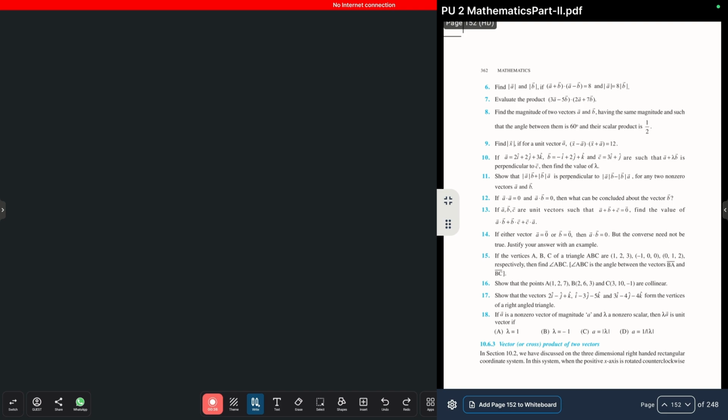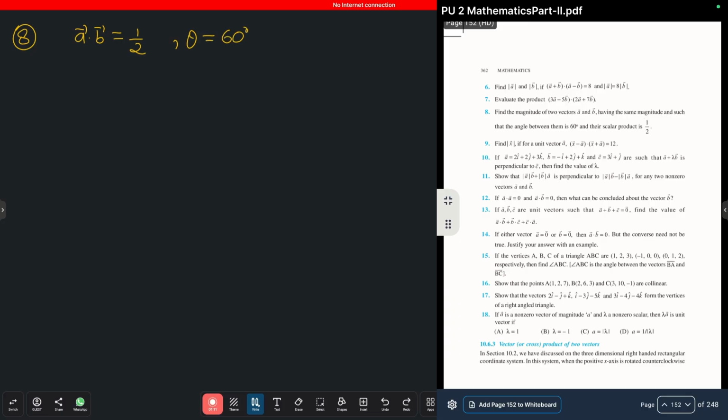What is the given information in question number 8? The scalar product is 1 by 2. It means A dot B is given as 1 by 2. And also, they are telling the angle between them is 60 degrees. It means the theta value is 60 degrees.